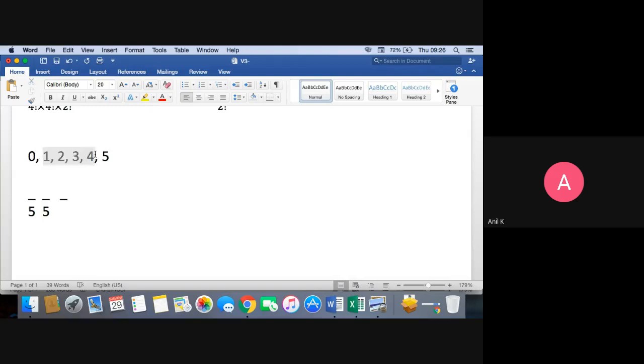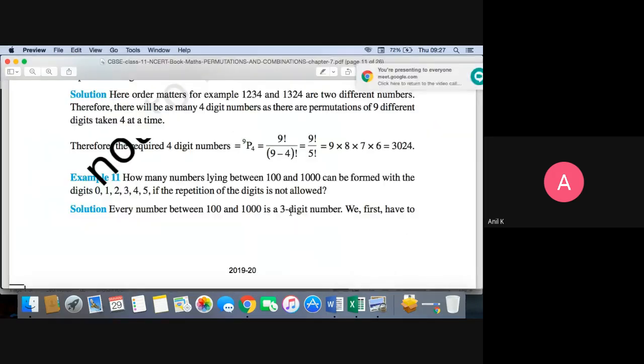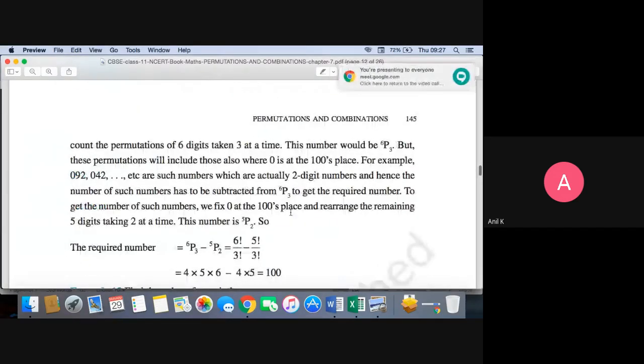Out of these 5, from 1, 2, 3, 4, 5, one of the numbers will be kept in the 100s place. 4 more numbers will be left out of the 4 plus this 1, 0. So again 5 options will be there in the 10s place, and hence for the unit place you will have 4 options. So 5 into 5 is 25, 25 into 4 is 100. Yes, 5 into 5 into 4. That is correct. So like this we can make 100 outputs.